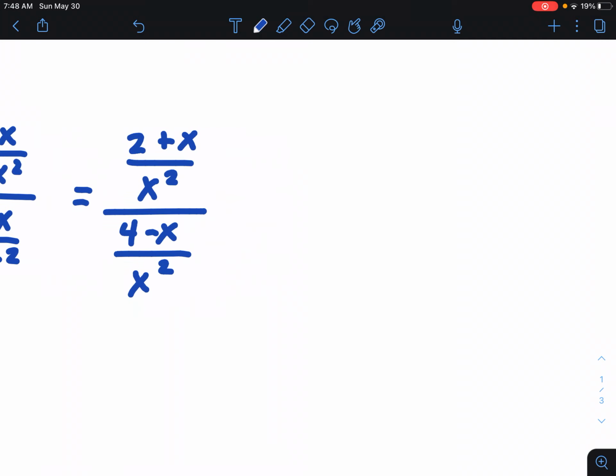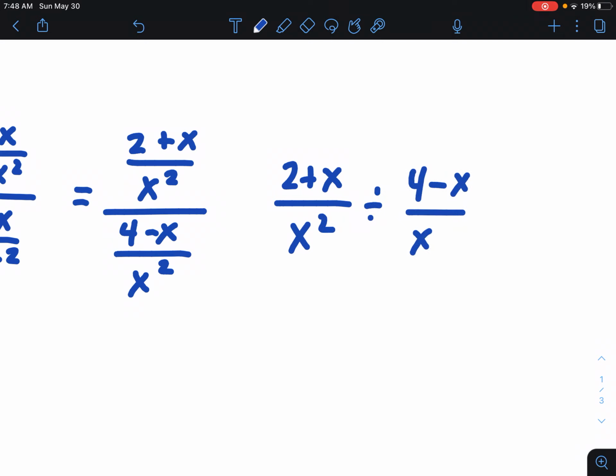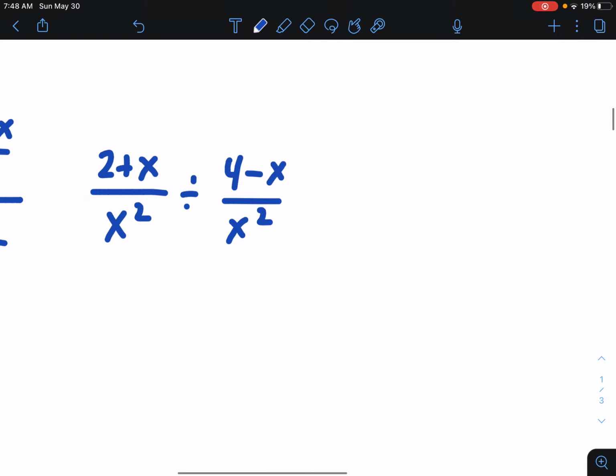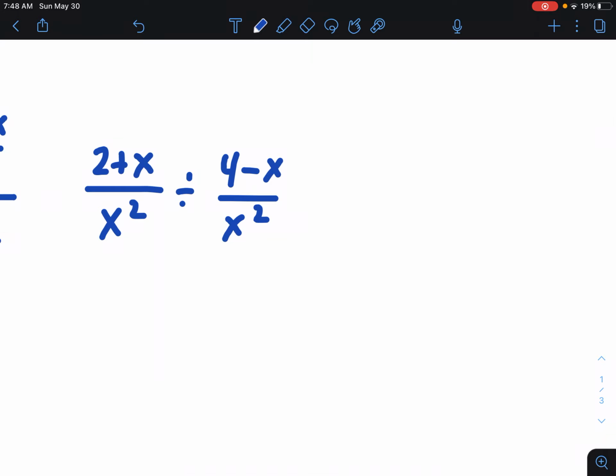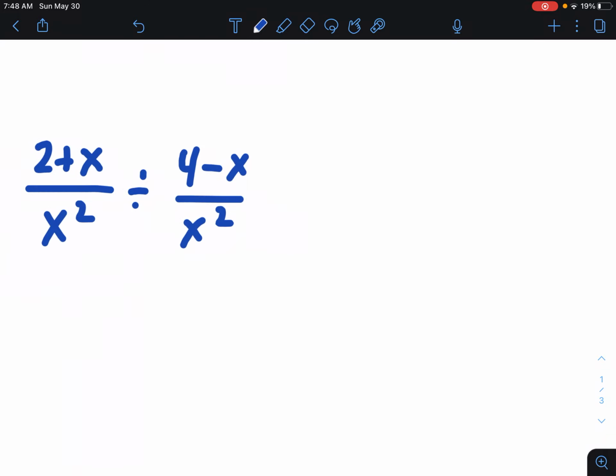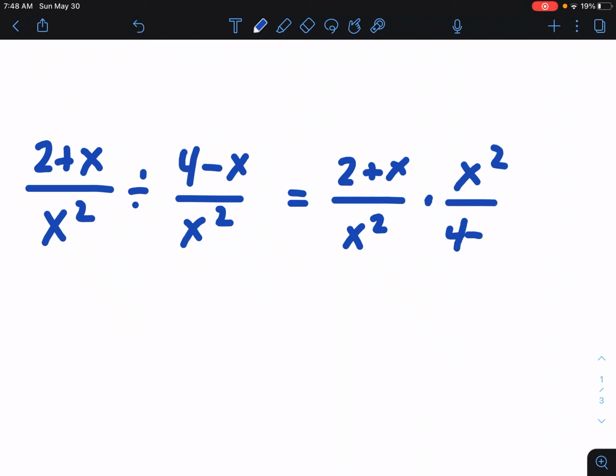division trick. So we have 2 plus x over x squared divided by 4 minus x over x squared, and then we flip the whole thing over, right? And we change it to multiply. So I'm going to go ahead, am I going to run out of room? No, I'm all right. So I can change this to 2 plus x over x squared times x squared over 4 minus x. Okay, and then I cancel what I can cancel, right?